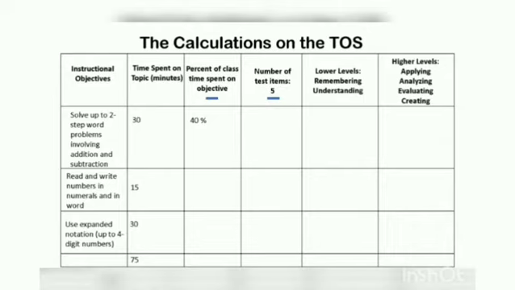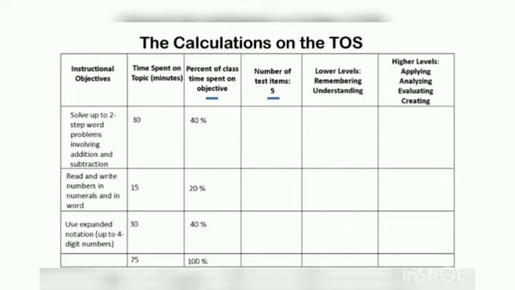So now I'm going to give you a chance to work out the percent of class time spent on the second objective and also the third objective. All right, so in our calculation, we would come up with 20% of class time spent on the second objective and 40% of class time spent on the third objective. In this here, we must ensure that the percentages when summed give us 100%.